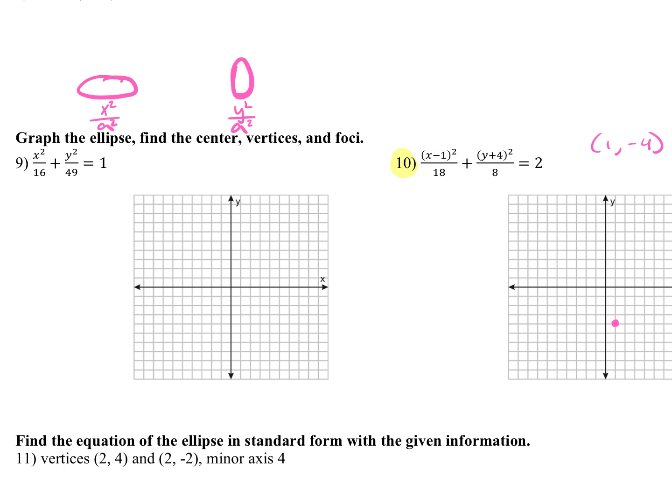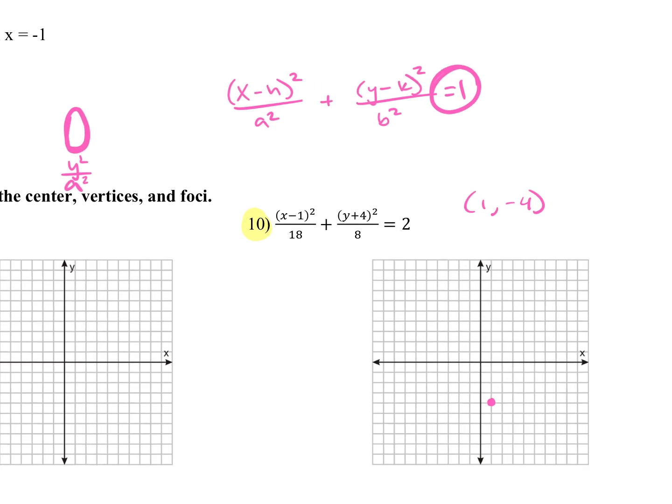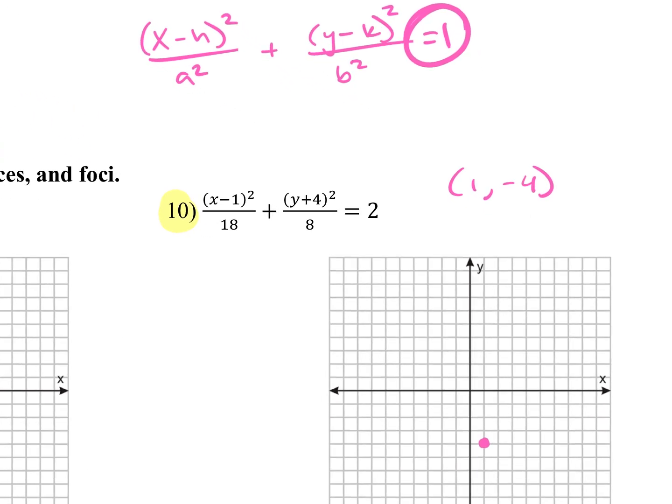Because our general formula is x minus h squared over a squared plus y minus k squared over b squared equals 1. So it's super important. It has to equal 1. So that's one thing that is not correct about 10, we have to fix it. We have to make it equal to 1. So I can divide everything by 2, or it might be easier to think about it as multiplying by 1/2. So everything gets multiplied by 1/2 because 2 times 1/2 would be 1 now.